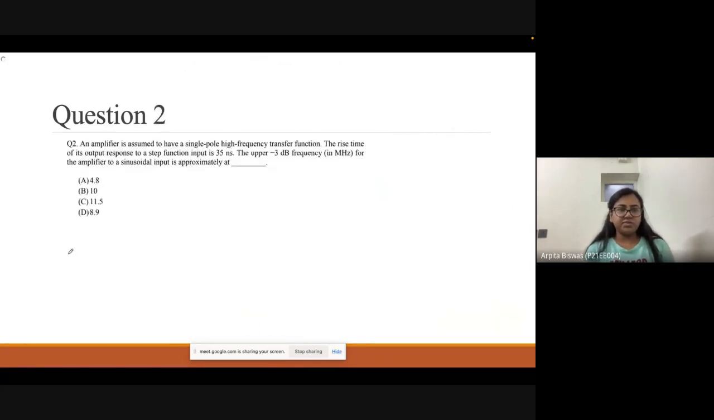So this is question number two. An amplifier is assumed to have a single pole high frequency transfer function. The rise time of its output response to a step function input is 35 nanosecond. The upper minus 3 dB frequency in megahertz for the amplifier to a sinusoidal input is approximately: the first option is 4.8, second option is 10, third option is 11.5, and option D is 8.9. So take your time and at least try.